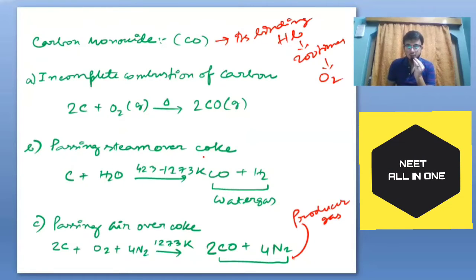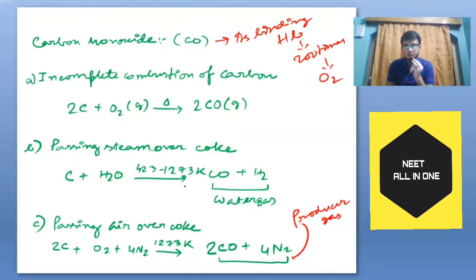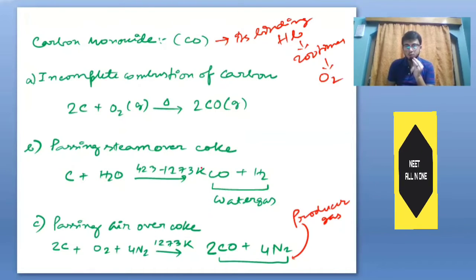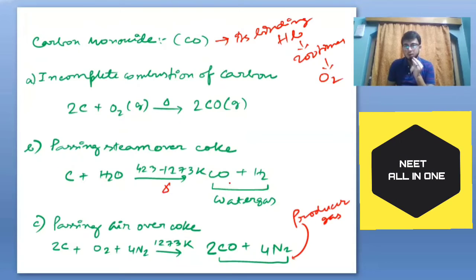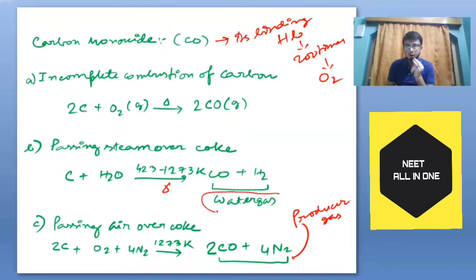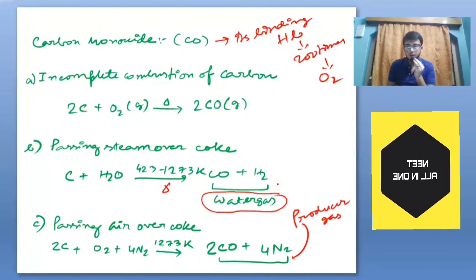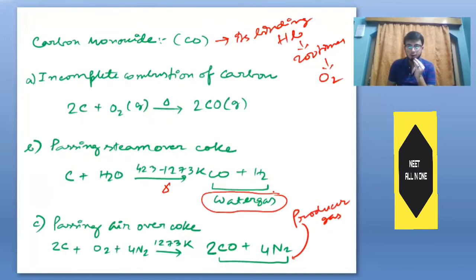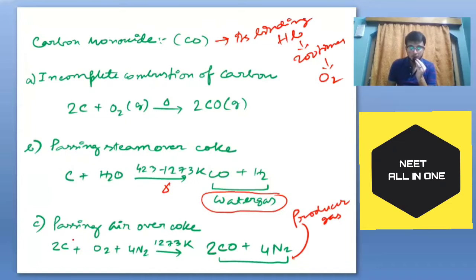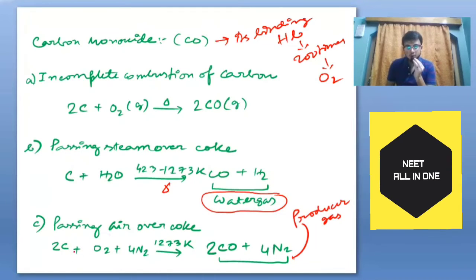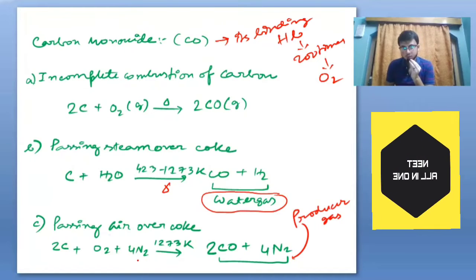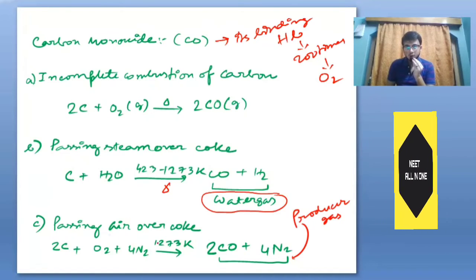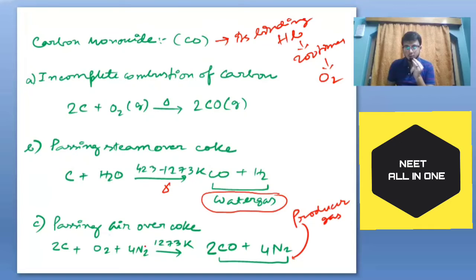Also passing steam over coke. That is C plus H2O, at 423 to 1273 Kelvin. If we heat it, then it forms CO plus H2. This is also called our water gas. Now remember this, CO plus H2 is called water gas, because it is also a frequently asked question in NEET. Then also passing air over coke, that is 2C plus O2 plus 4N2, because we are passing it with air, so N2 will be present there.